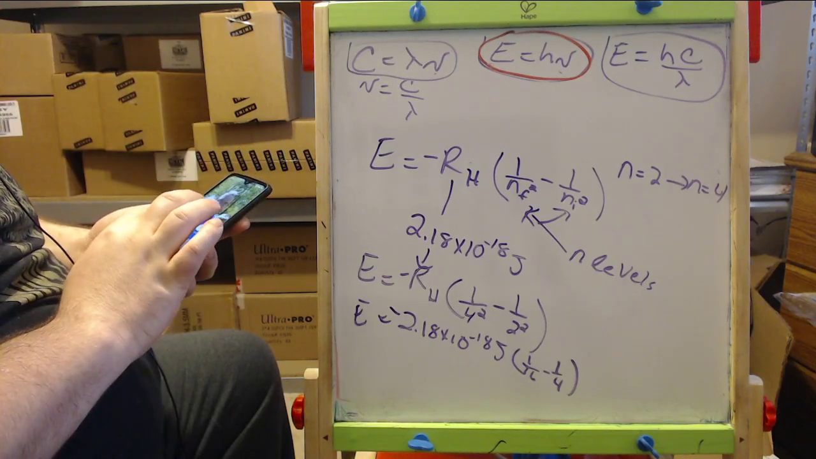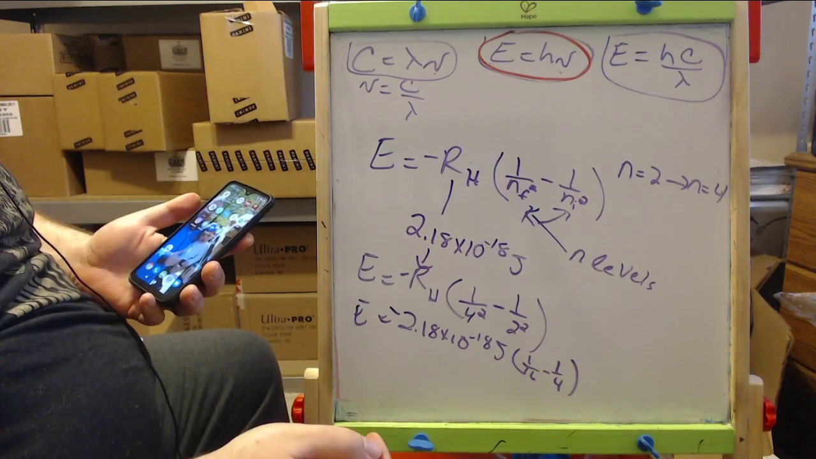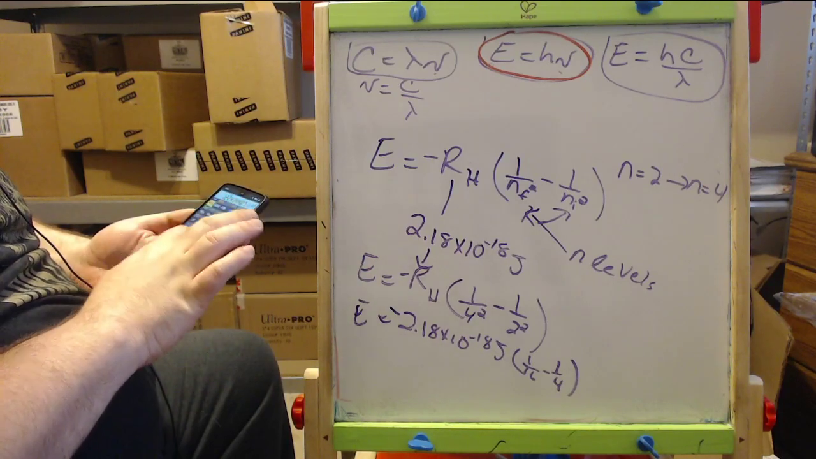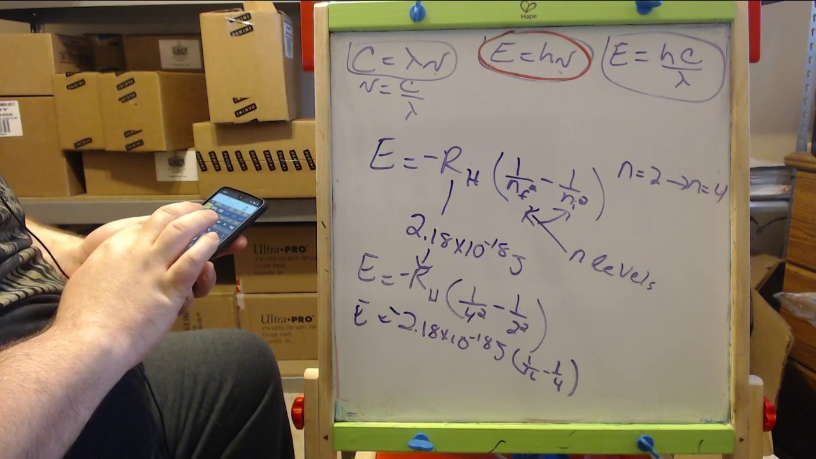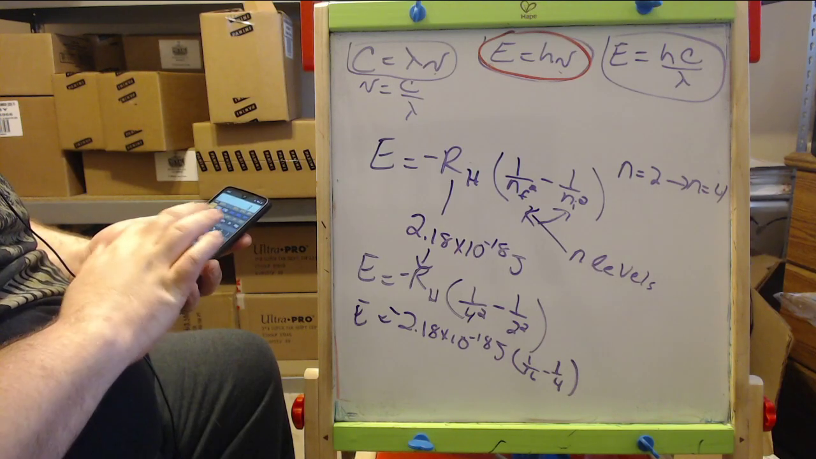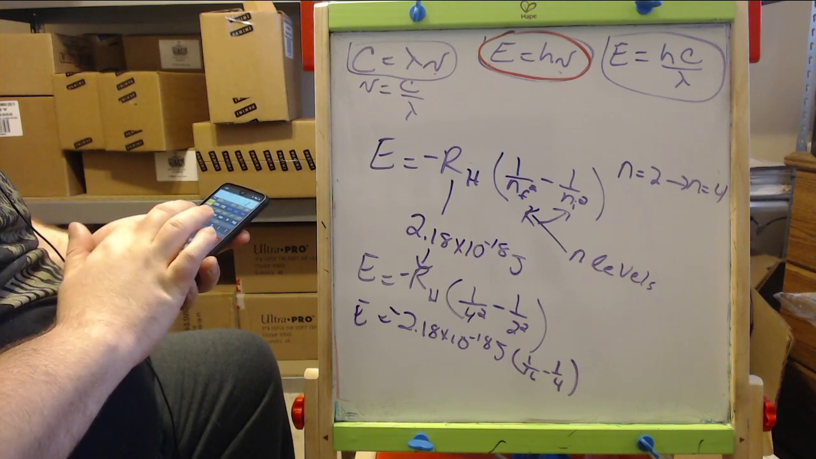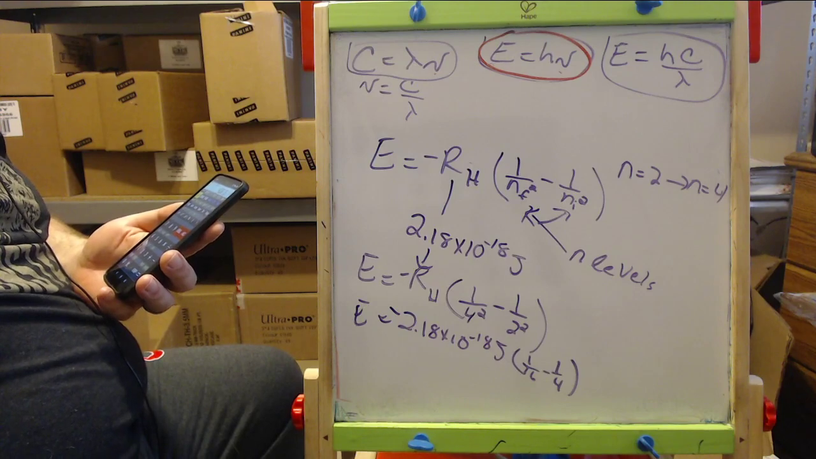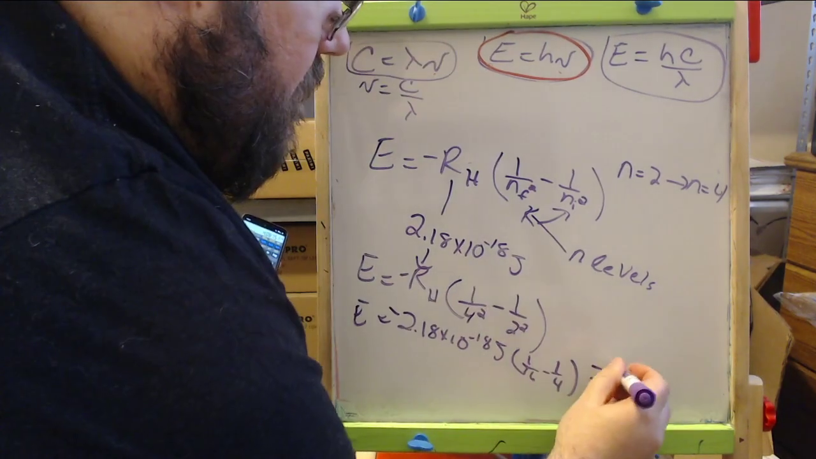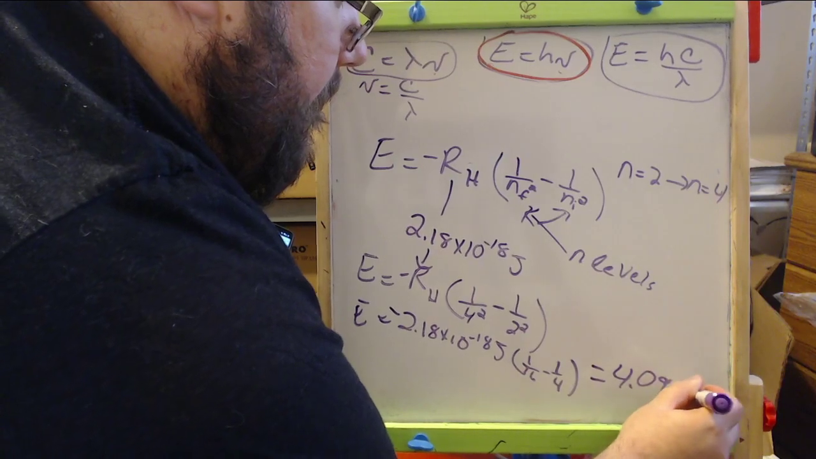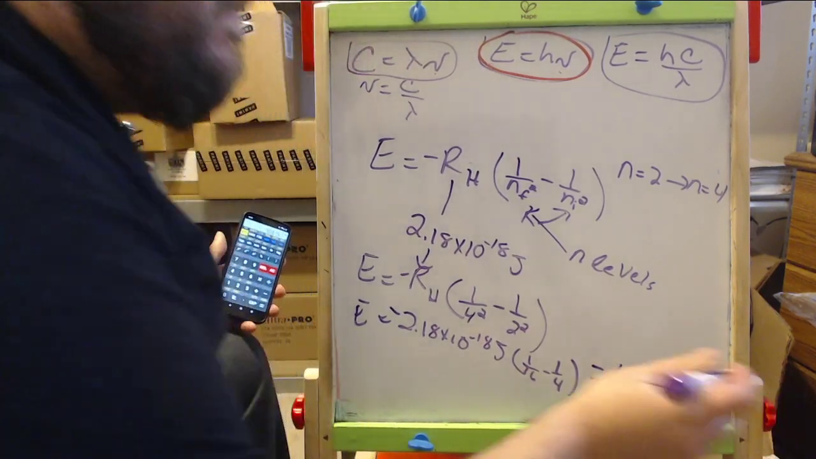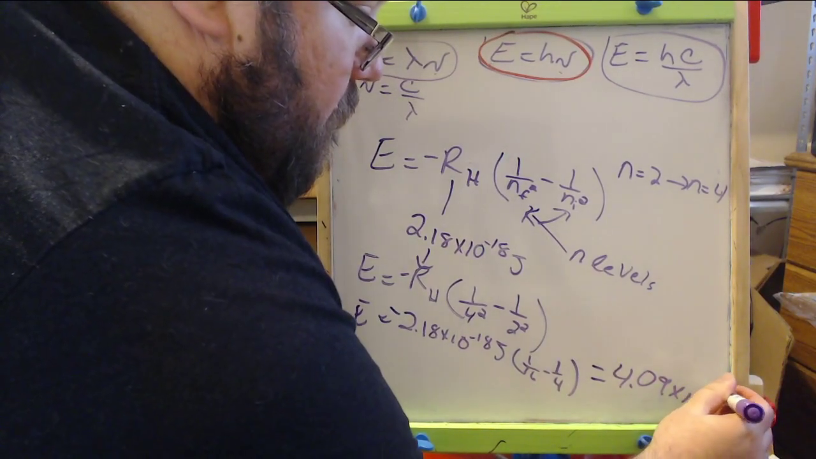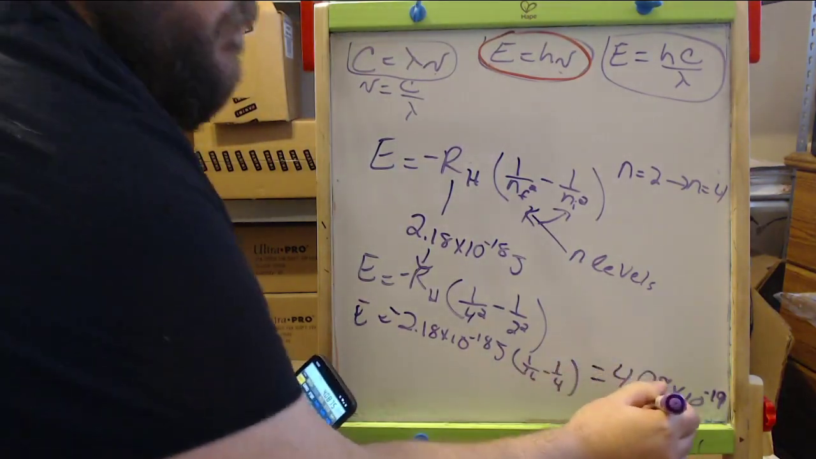So, let's see what we got here. 1/16 minus 4/16, so negative 3/16, times 2.18 times 10 to the negative 18 equals 4.09 times 10 to the negative 19th. It's a positive. That's a 19, I swear. Okay. Joules.